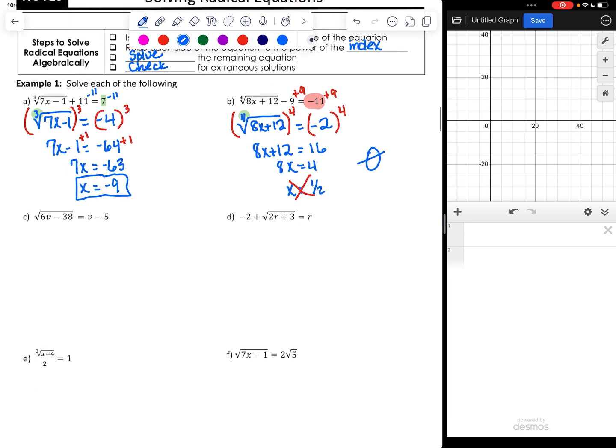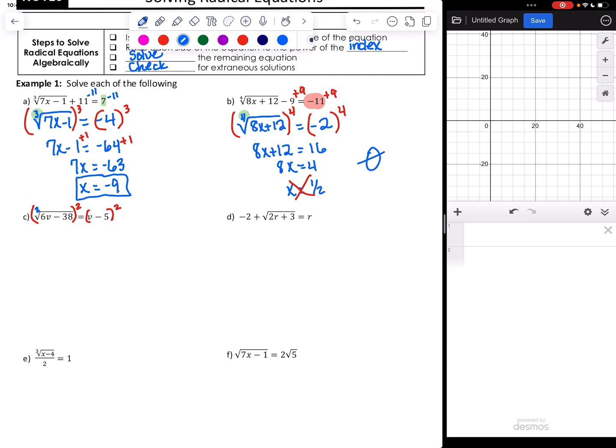All right. Problem C, we have the square root of 6v minus 38 is equal to v minus 5. Now, in this problem, the radical is already isolated, so we can skip straight to step 2. It's important to note that when you cannot see the index, it's an understood index of 2. So I'm going to square both sides here.